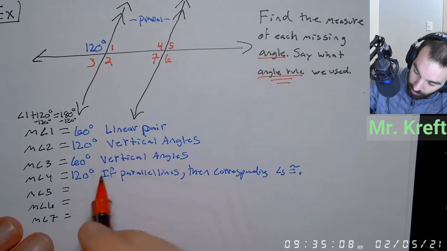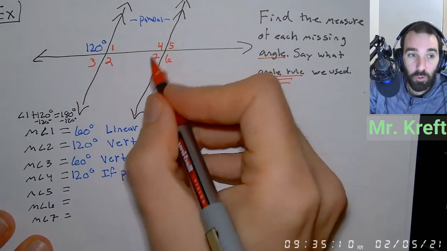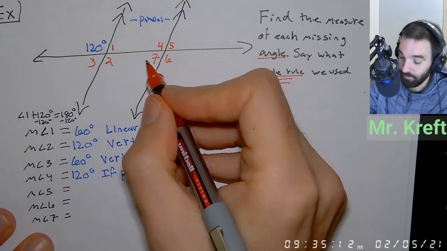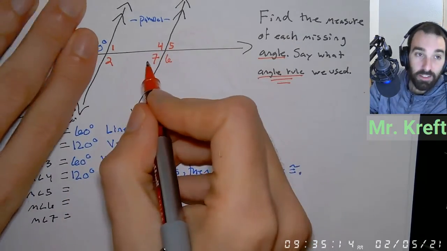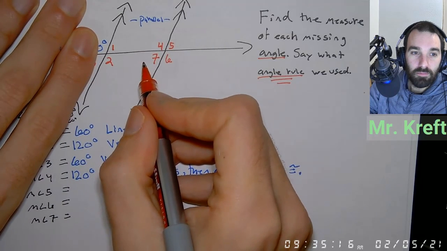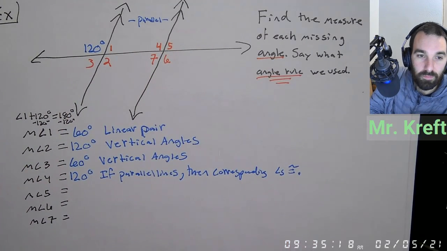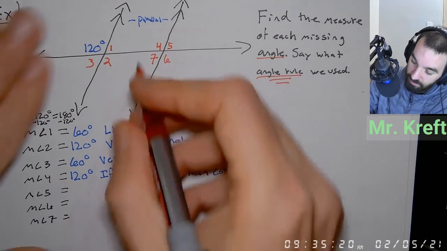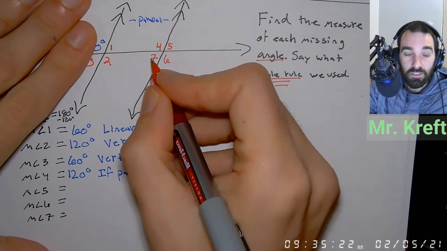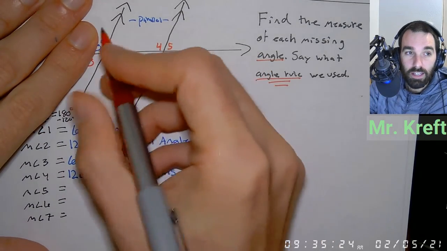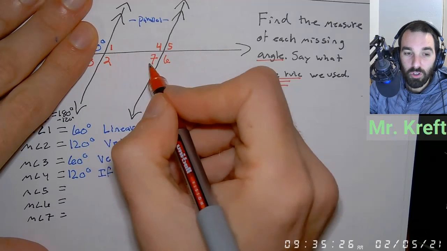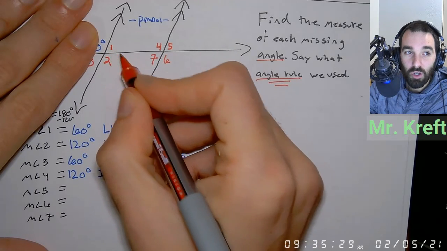Okay. So in this case, I said angle 4. Well, what if I want to find angle 7? Well, if I look at angle 7, if I look at angle 7 is here. So I have 7 and I have 1. Aren't those alternate interior angles?